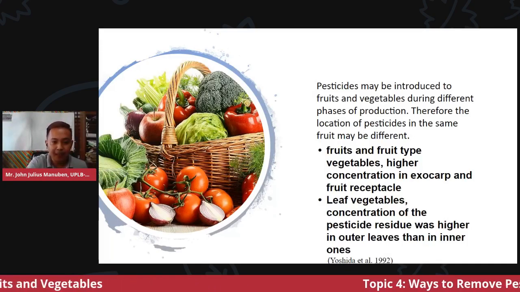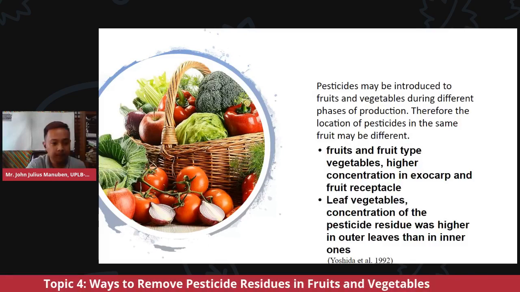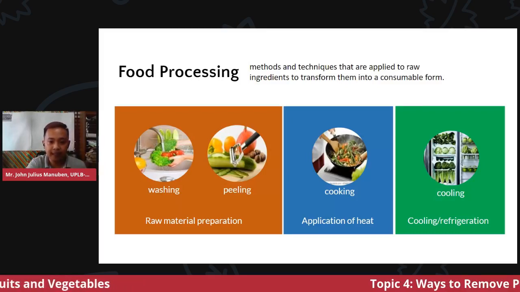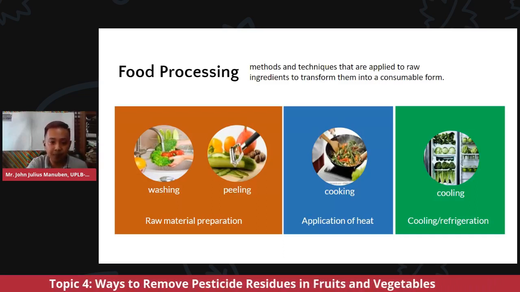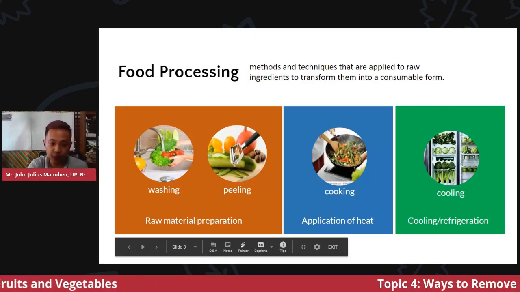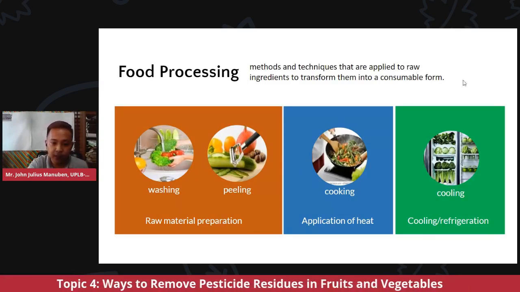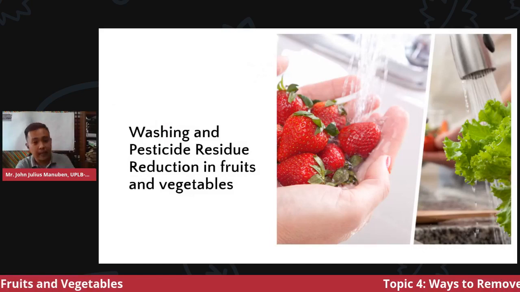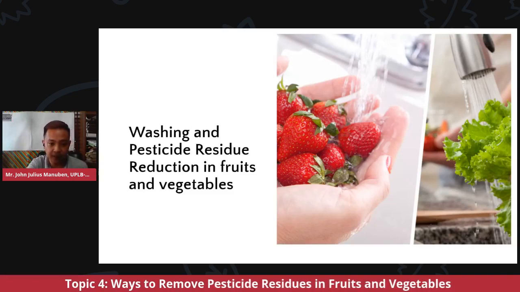So, nakabili na tayo ng prutas at gulay. Ano ba yung mga pwede nating gawing processes para dito? So, i-define muna natin yung food processing. So, ito yung methods and techniques that are applied to raw ingredients to transform them into consumable form. Ang ilan lang sa examples ng food processing ay washing, peeling, then application of heat. So, pwede itong lutuin, i-bake, i-boil, steam, and then storage using refrigeration. So, let's focus on the washing and its effects on the pesticide residue reduction in fruits and vegetables.